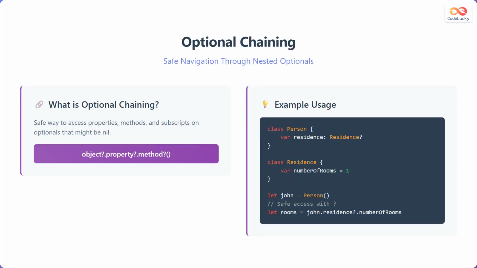Optional chaining allows you to safely access properties, methods, and subscripts on optionals that might be nil. Instead of unwrapping each optional individually, you can chain them together using question mark operators. If any link in the chain is nil, the entire expression returns nil without causing a crash. For example, when accessing a person's residence number of rooms, if either the person or residence is nil, the expression safely returns nil rather than crashing. This is particularly useful when working with nested object hierarchies where any level might be optional. Optional chaining makes your code more concise and safer when dealing with complex optional relationships.